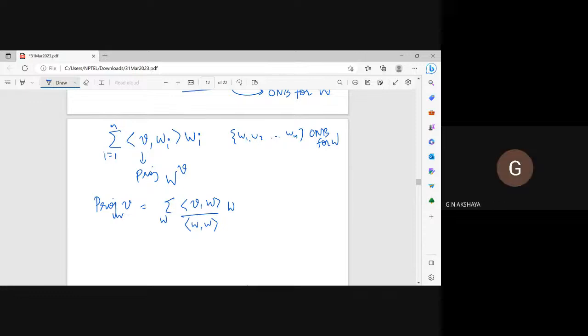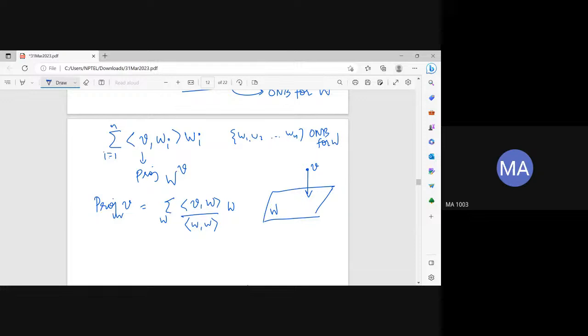Ma'am, just a clarification. Is this the projection of V on W or the other way? Because that is always confusing. V on W. W is a subspace. V is any vector outside of it. You're projecting V onto the subspace W. So, ma'am, we can say it is the shortest distance for V to reach W. Yes. So the perpendicular will always be the shortest distance. Yes. When you use dot product, we are always using dot product here, right?